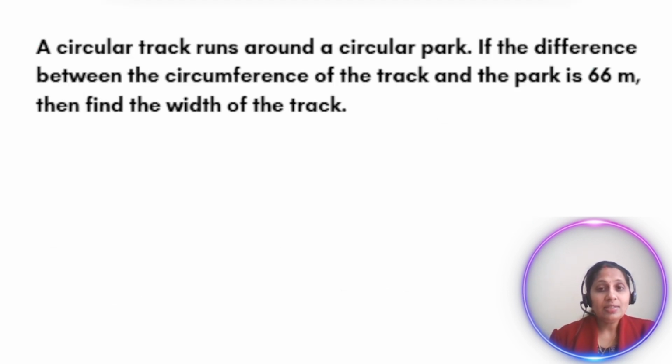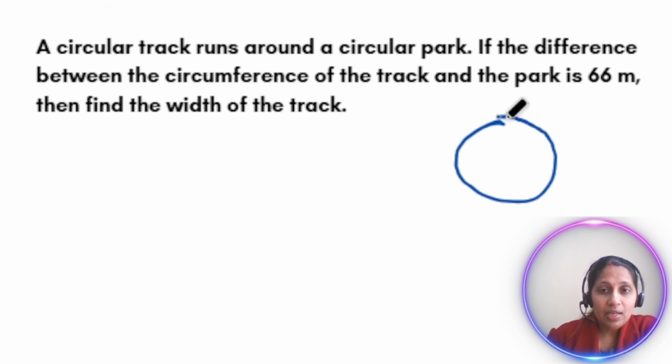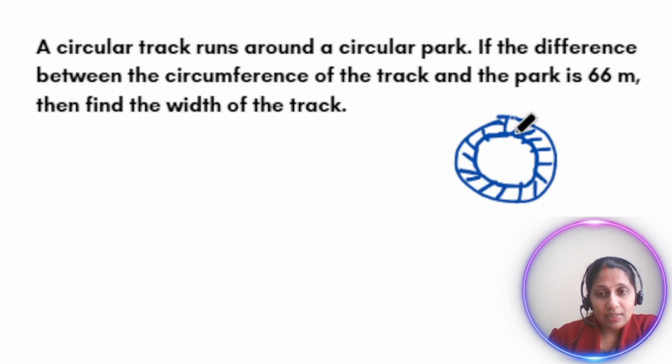Now, let's see a problem based on this. A circular track runs around a circular park. This is a circular park and there is a circular track. If the difference between the circumference of the track and the park is 66 meters, find the width of the track. So this is the track that you need to find. So this width you have to find. So how do you find it?